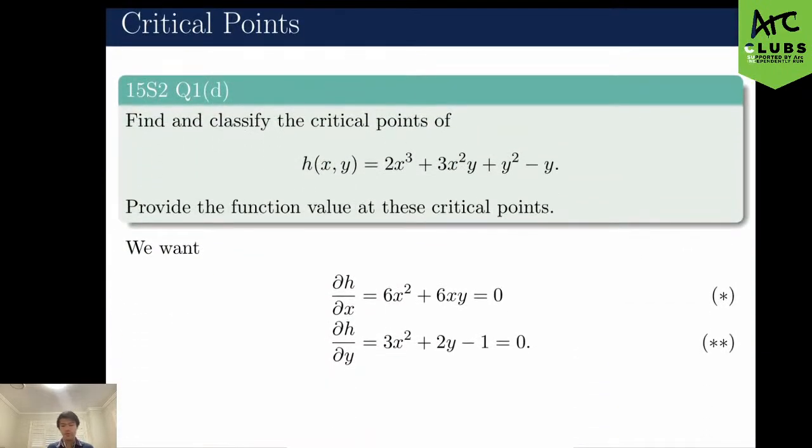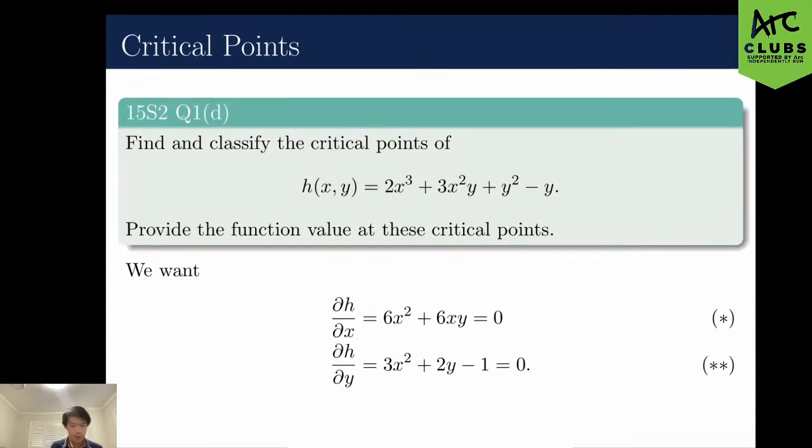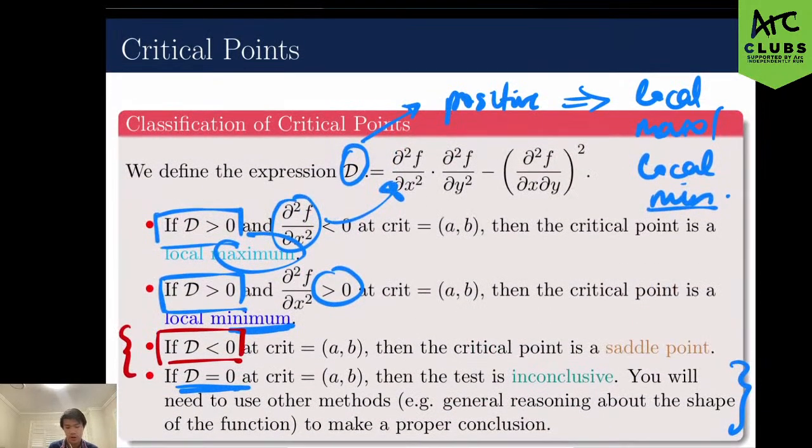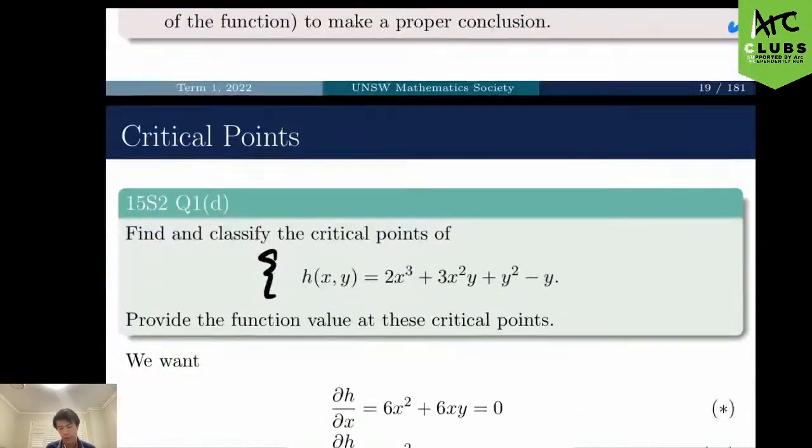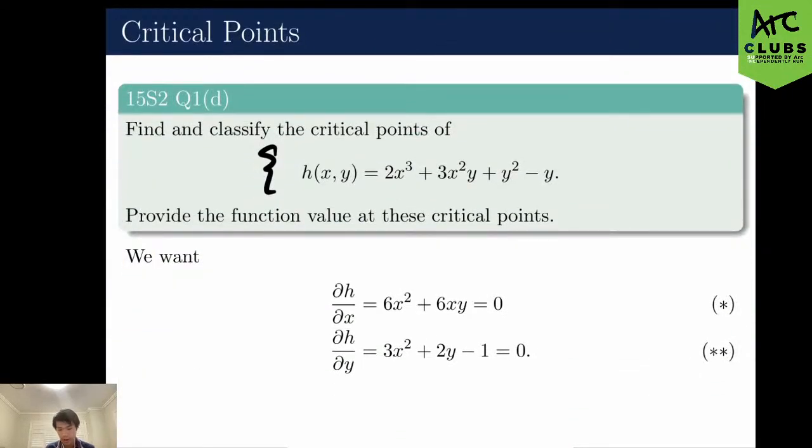Okay, cool. So let's just try to apply this. We've got a function, right? And we're trying to find the critical points. So finding the critical points, we don't need this formula just yet. All we need to do is just solve for when the partial derivatives are equal to 0. So that's our x partial derivative, and that's our y derivative.